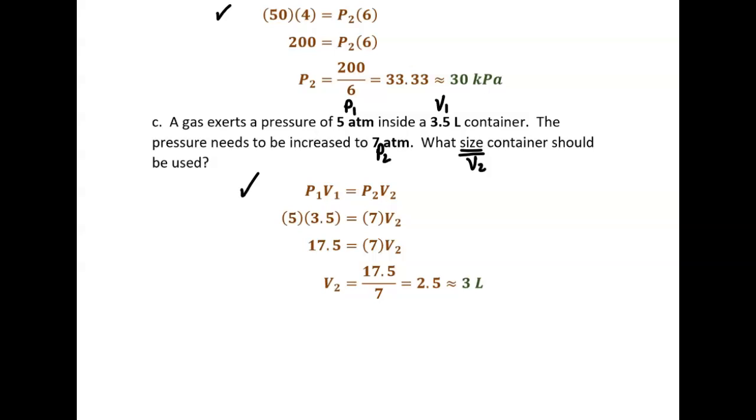Again, write that formula down. Show the substituted numbers, like, with parentheses around them. And then use a calculator to get the answer, which is 2.5. And then round it. So the final result is 3 liters.